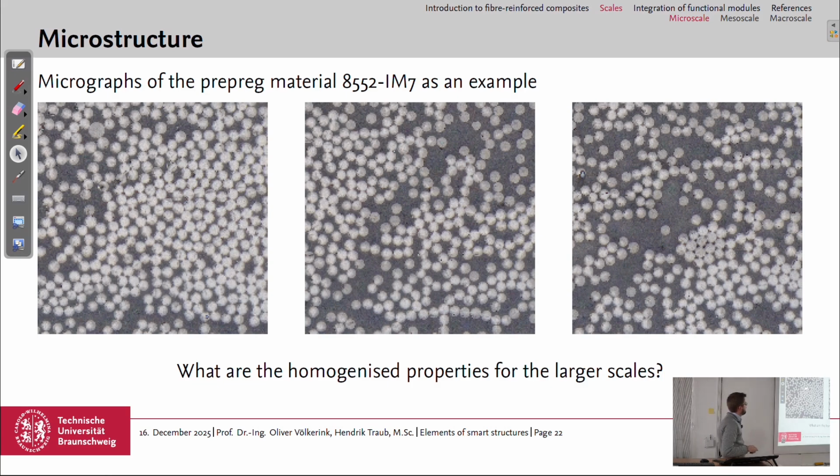This is an example micrograph of the microstructure. This is a prepreg CFRP material. The matrix is 8552 with an IM7 carbon fiber. And just to give you an idea how evenly the fibers are distributed, from here to here it's roughly 1/8 of a millimeter, so 0.125 millimeters. And I think this is a rather good and evenly distributed material. So just to get an impression.